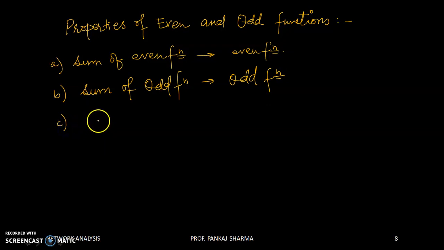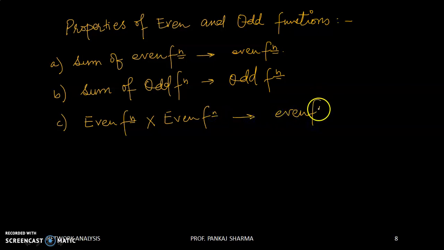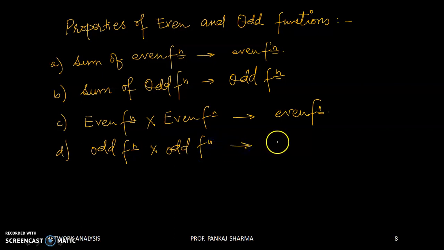Point number C: an even function multiplied by an even function gives an even function. Next point: an odd function multiplied by an odd function gives an even function.